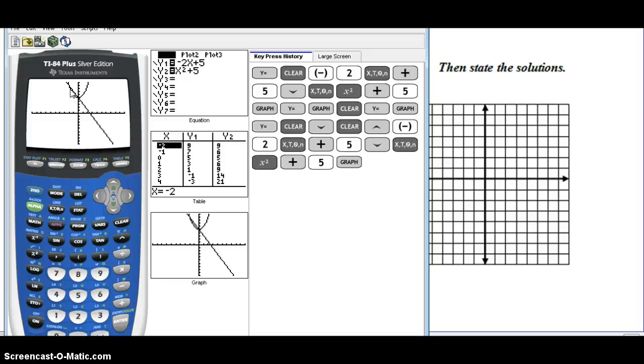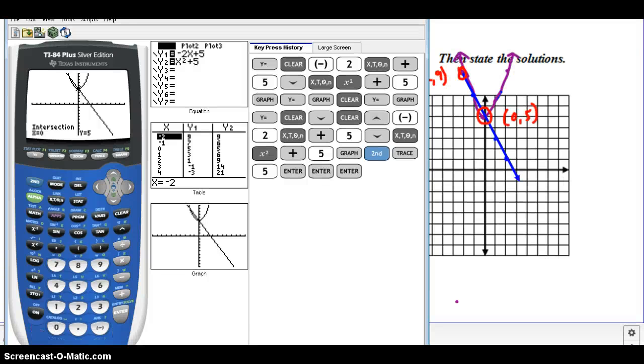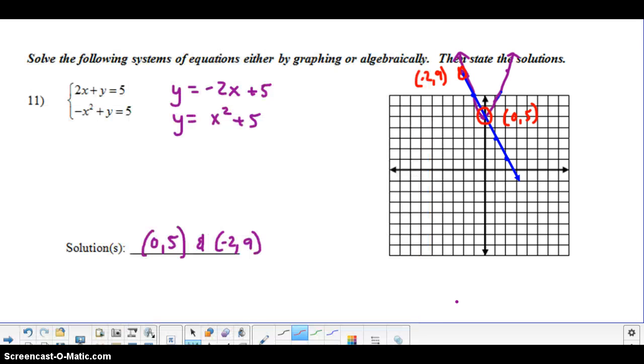And we can solve that again using intersection. So second trace, and then intersect our first curve and our second curve, and then a guess, and there's our first intersection. And then if we found the second intersection, we would do the process again and just make sure it's near the other intersection. And it gets negative 2, 9. So that's what you do, and these would be your solutions.